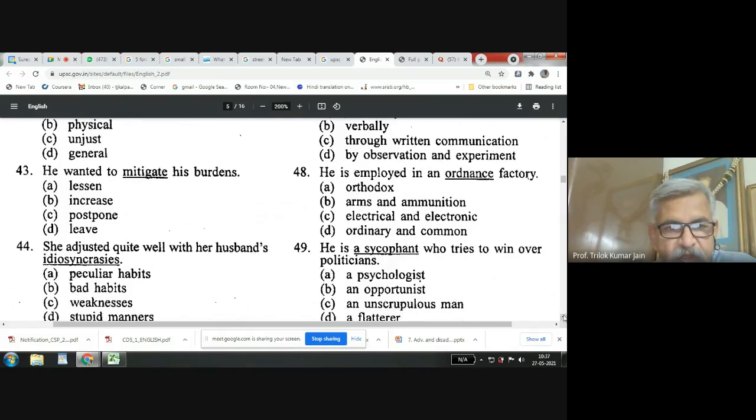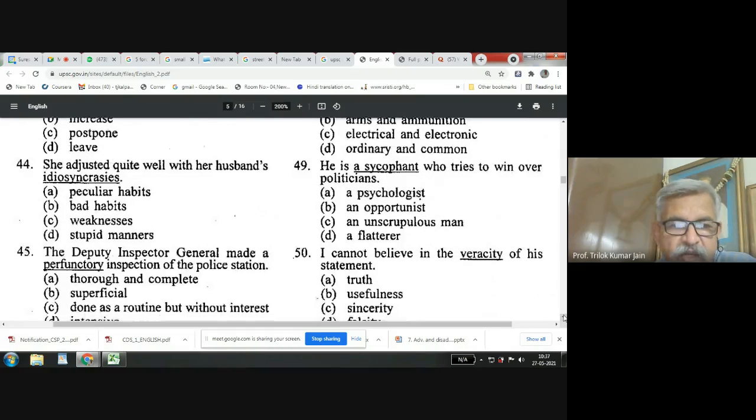44th. She adjusted quite well with her husband's idiosyncrasies. So idiosyncrasies means peculiar habits. The answer is A. He is a sycophant. Sycophant means chaplus or an unscrupulous man. The answer is C.